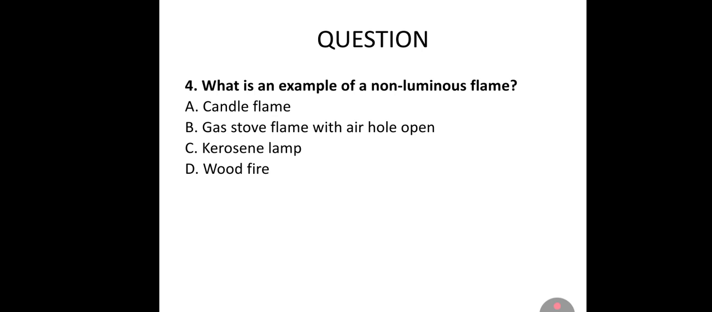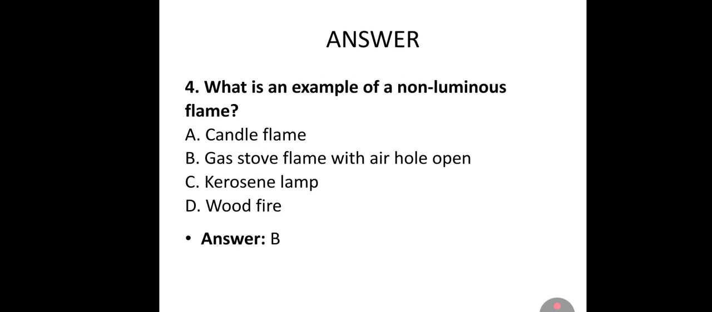Number 4, what is an example of a non-luminous flame? Let's see the correct answer. B, gas stove flame with air hole open. That is the best example of a non-luminous flame, which is the Bunsen flame.